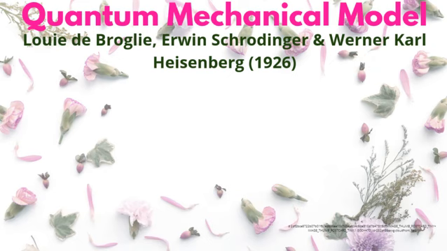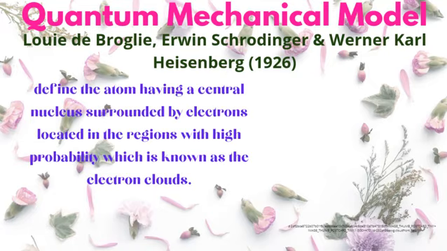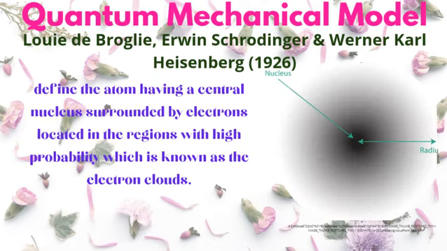Later on, this model defines the electrons using the uncertainty principle. The quantum mechanical model defined the atom as having a central nucleus surrounded by electrons located in the regions with high probability, which is known as the electron clouds. So the quantum mechanical model is exclusively mathematical compared to the first four atomic models that I have presented.